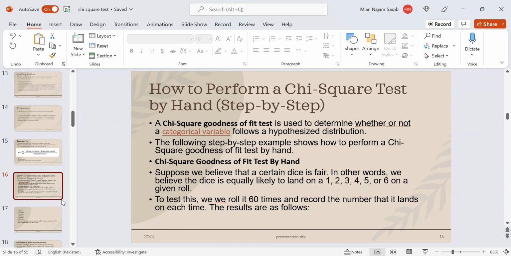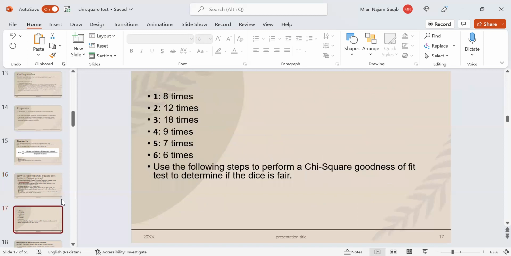We start off by supposing that we believe a certain dice is fair, in other words, that the dice is equally likely to land on a 1, 2, 3, 4, 5, 6 on a given roll. To test this, we will roll it 60 times and record the number it lands on each time, and the results are as follows. The first number lands 8 times, the second 12 times, the third 18 times, the fourth 9 times, the fifth 7 times, and the sixth 6 times.